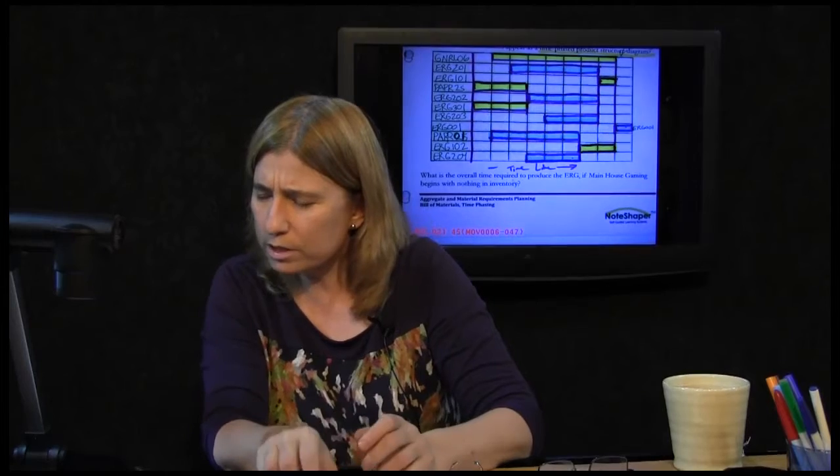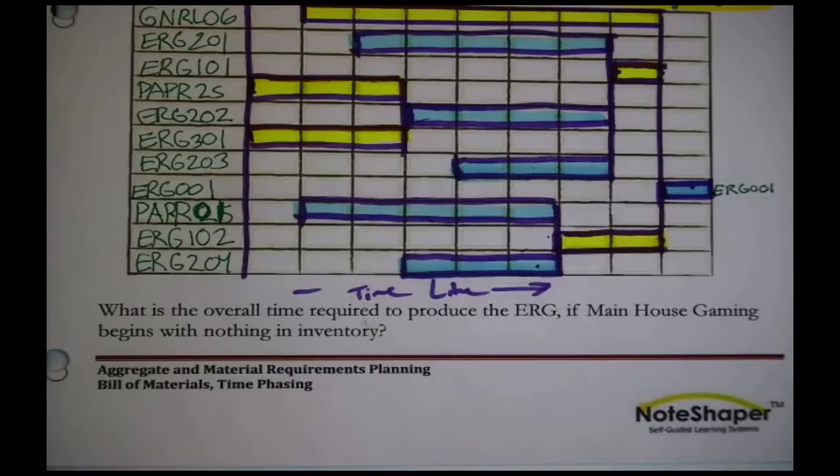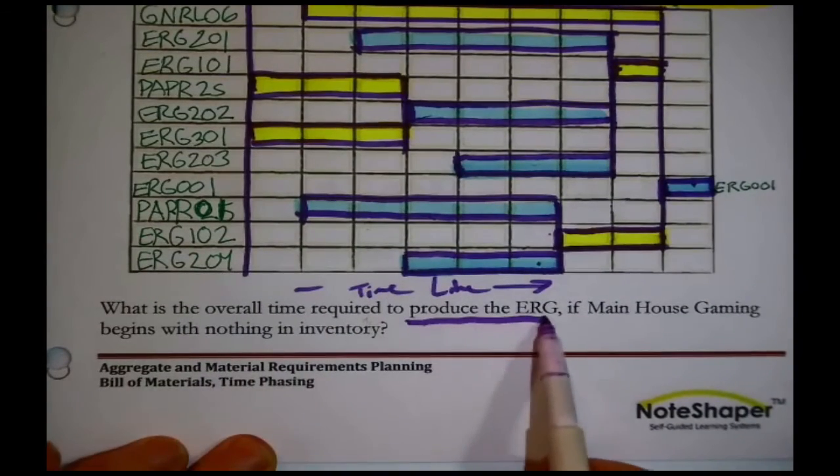It says, what is the overall time required to produce the environmental response game if Main House Gaming has nothing in inventory? This is generally also what we're trying to explore when we bother to draw a time-phased product structure diagram. Oh, well, you said, okay, I don't see it. Well, how is it telling me that? Once you've finished the product structure diagram, that is to say, you have all the lead times on the diagram correctly positioned behind their parents, to the left, okay.